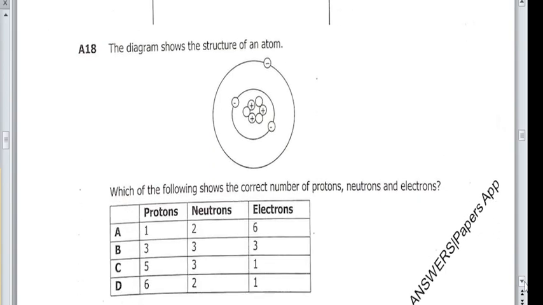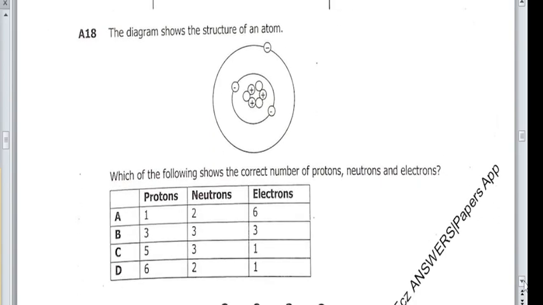Question 18. The diagram shows the structure of an atom. Which of the following shows the correct number of protons, neutrons, and electrons? So the electrons are these which are negatively charged. 1, 2, 3. There are 3. The protons are those which are positively charged. 1, 2, 3. The neutrons are those which are not charged. 1, 2, 3. So there are 3, 3, 3. So answer choice B.